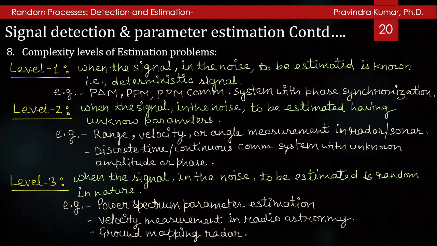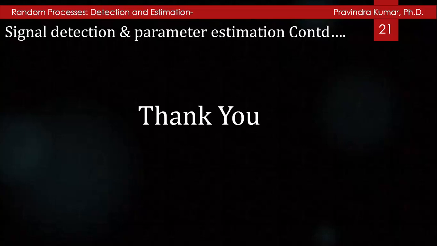In this lecture, we have discussed the objective of signal detection and parameter estimation, the need for detection and estimation, formulation of signal detection and signal parameter estimation, and the difference between detection and estimation. This was lecture 9 of the lecture series on random processes, detection and estimation. In the coming lectures, first we will discuss detection theory, then we will discuss estimation theory.